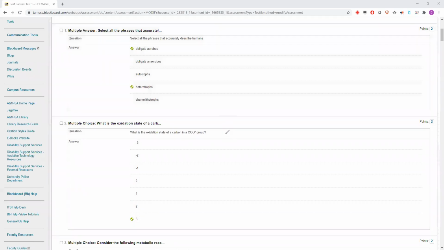What's the oxidation state of carbon in COO minus? Remember, all the oxidation states have to equal -1. Oxygen's always -2. Then carbon is +3.